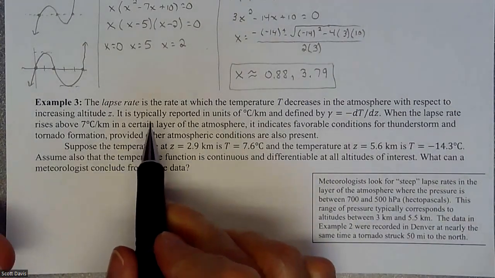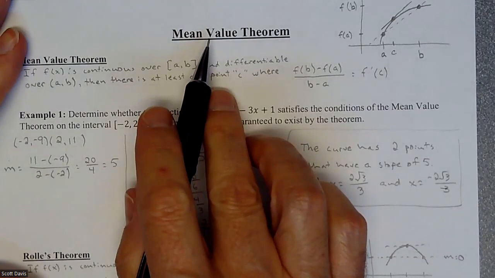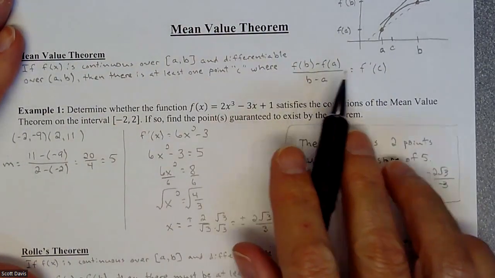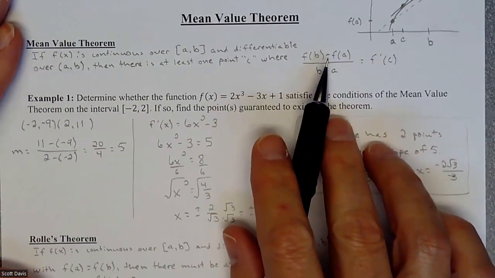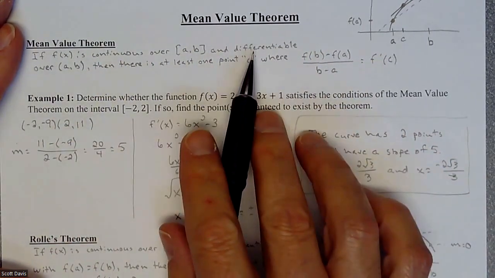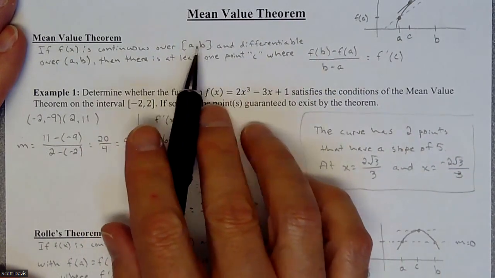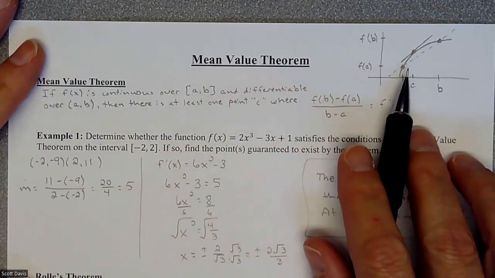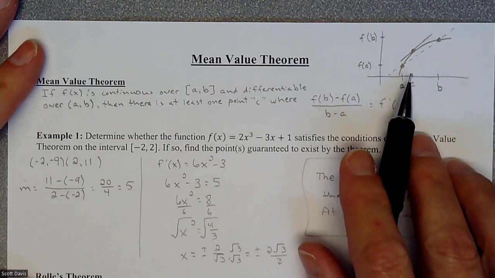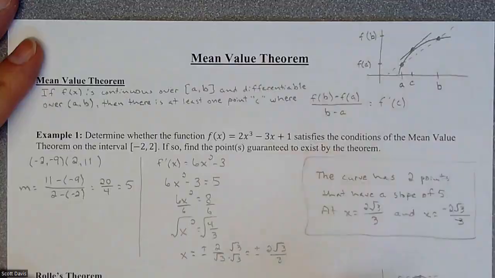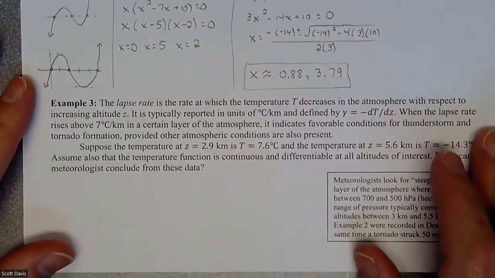In this example, we're going to do a word problem related to the mean value theorem. So the mean value theorem, just a quick refresher, is we are going to try to figure out, as long as a graph is continuous and differentiable, we should be able to find the slope between your endpoints. And whatever that slope is between the endpoints, there should be some point somewhere in between that also would have that exact same slope. We're going to use that idea on a word problem.